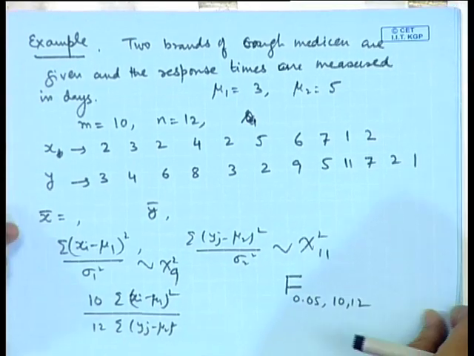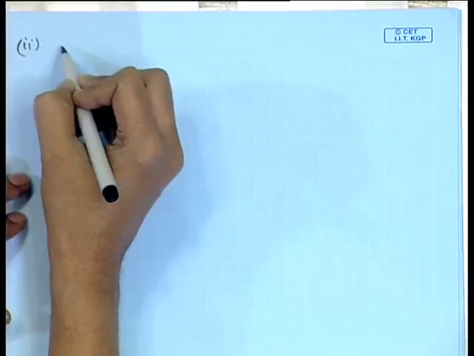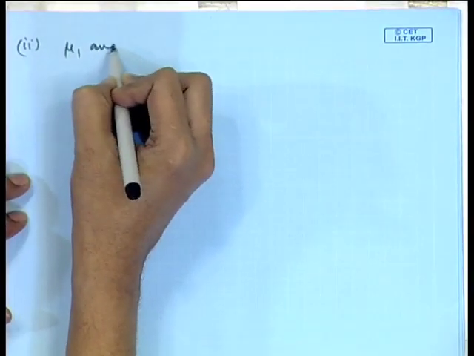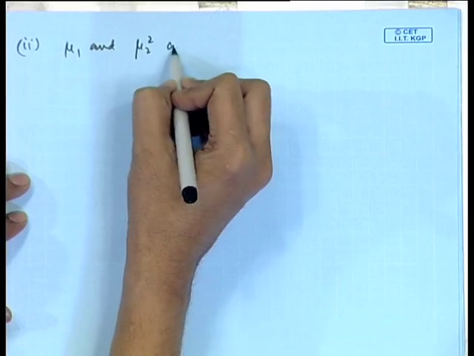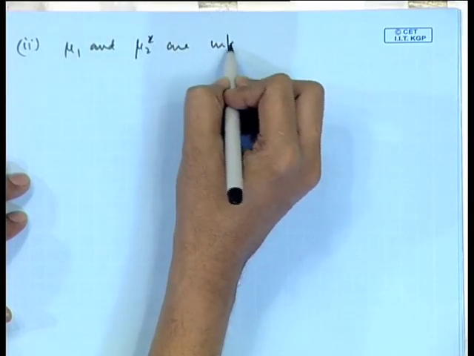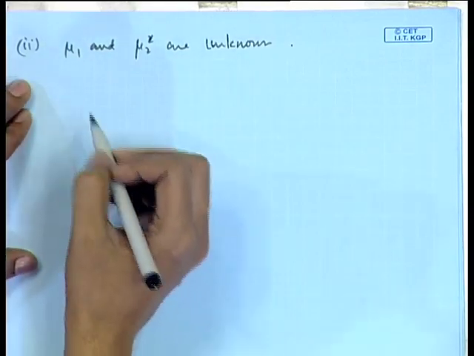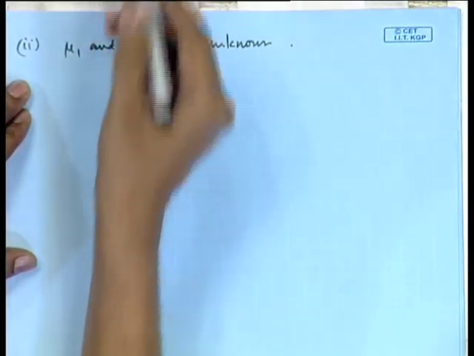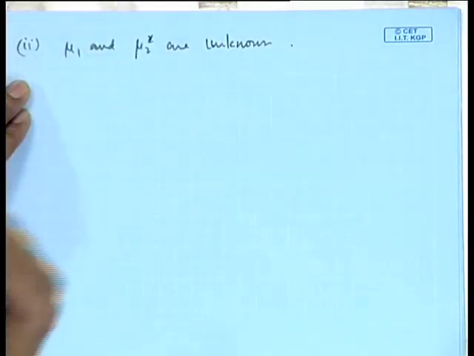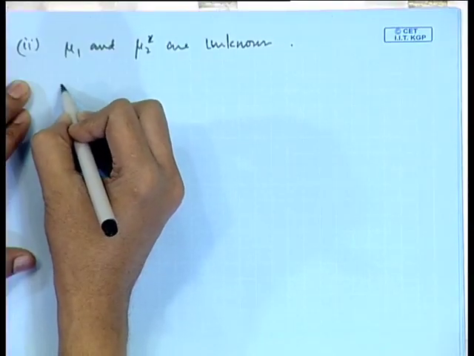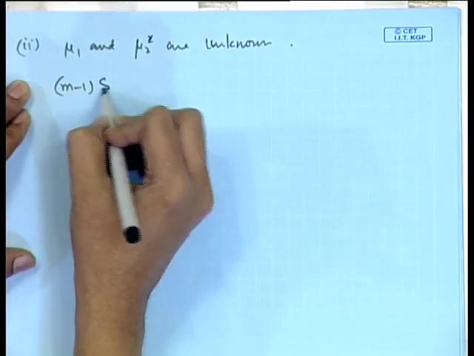Now, another situation may occur when mu 1 and mu 2 are unknown. If mu 1 and mu 2 are unknown, then we will not be able to make use of the formula that we derived earlier, because there in the confidence interval mu 1 and mu 2 are actually appearing. So, what we do, we make use of S 1 square and S 2 square.